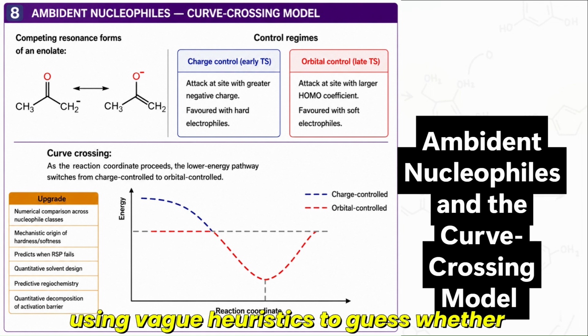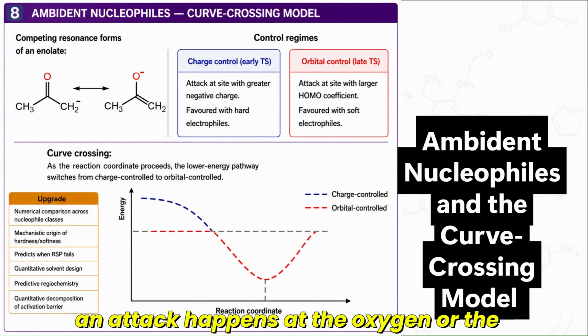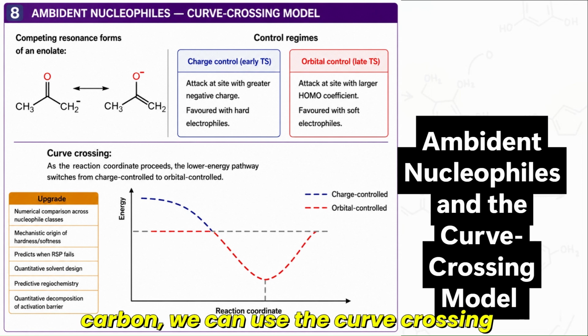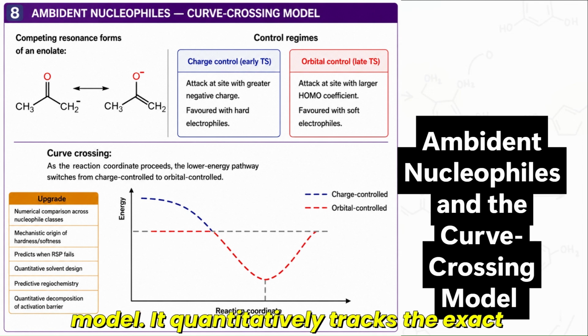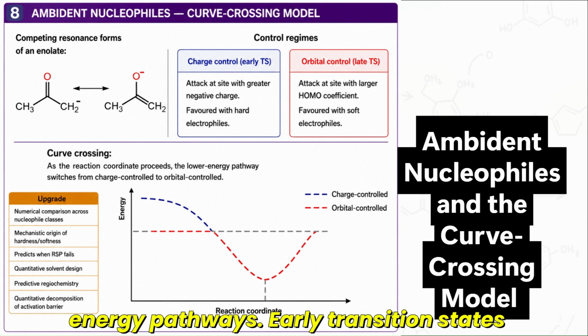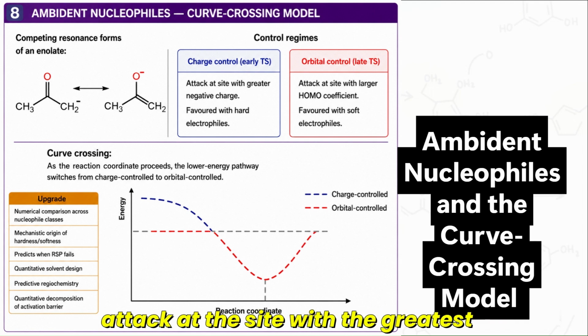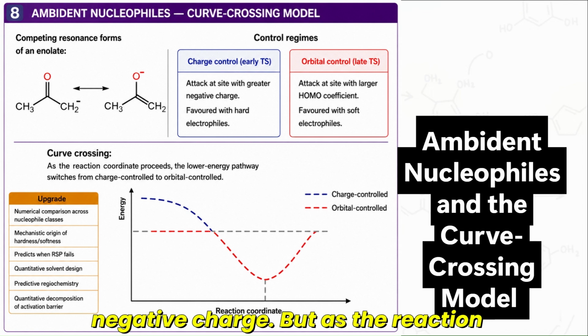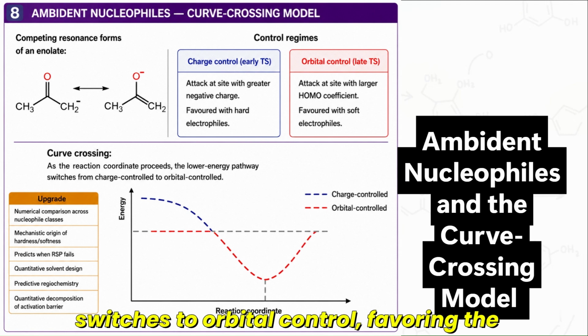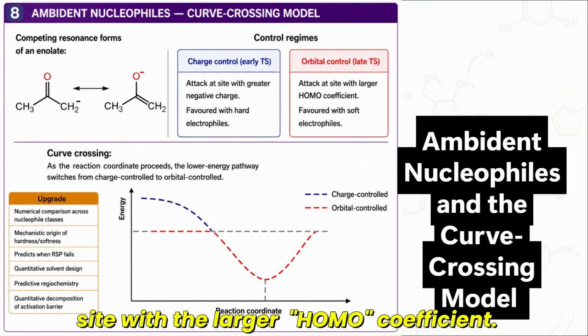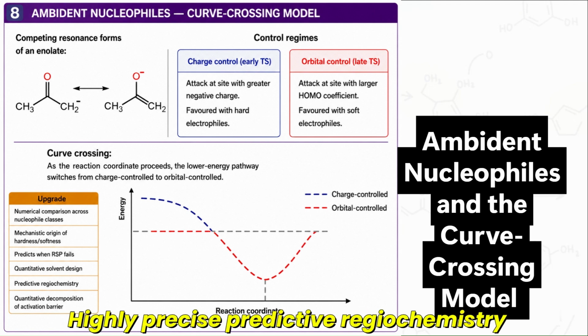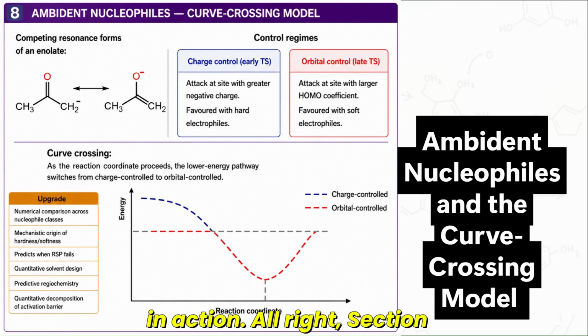Instead of using vague heuristics to guess whether an attack happens at the oxygen or the carbon, we can use the curve crossing model. It quantitatively tracks the exact energy pathways. Early transition states are under charge control, which favors an attack at the site with the greatest negative charge. But as the reaction proceeds, the lower energy pathway switches to orbital control, favoring the site with the larger HOMO coefficient. It's highly precise, predictive regiochemistry in action.